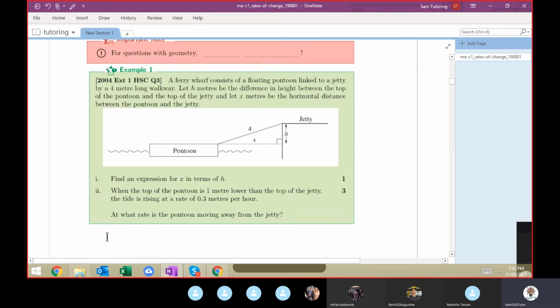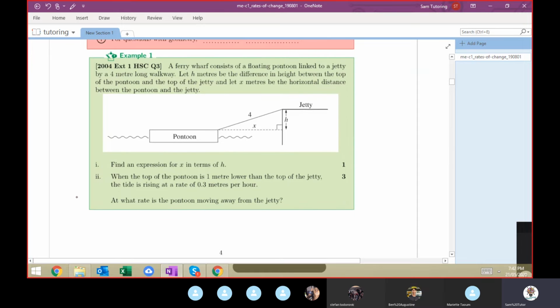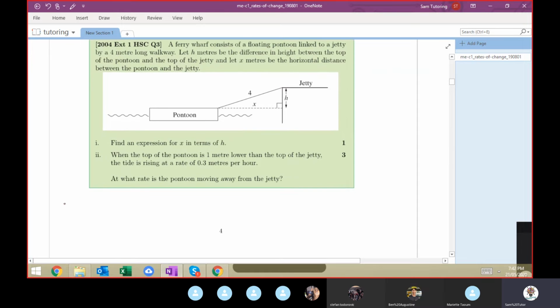What would you do? Find an expression for x in terms of h. What would you do? 4 squared minus h squared equals x squared.